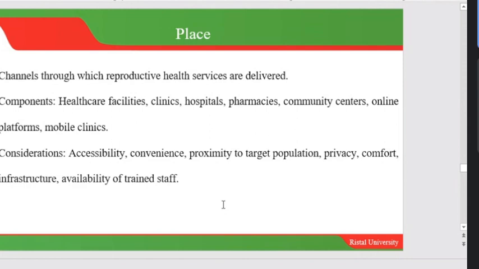Four is privacy. Then we have comfort, more or less like convenience, privacy, more or less like confidentiality. But also, we want to see if the infrastructure is there, and then the availability of trained staff. So you may not be able to handle your clients under the mango tree. It is more important that you have structures that are convenient for your clients in there.